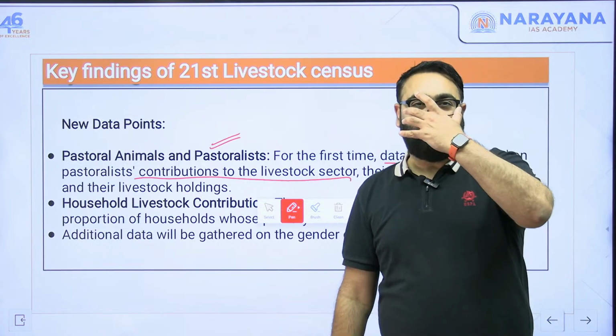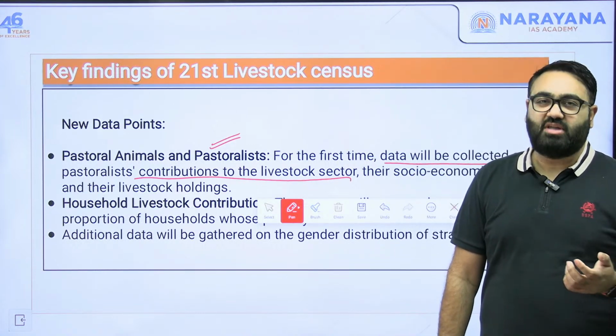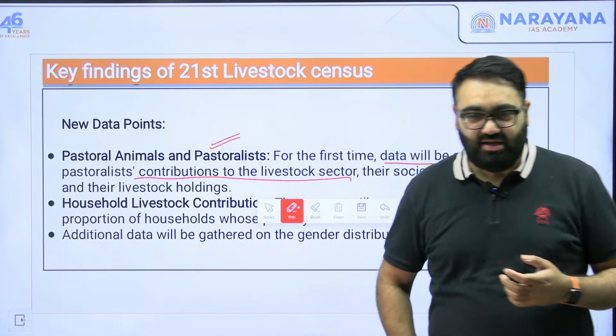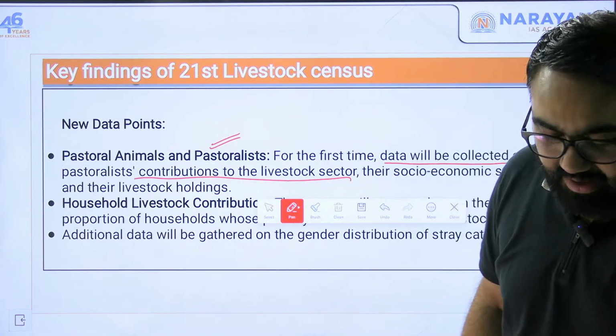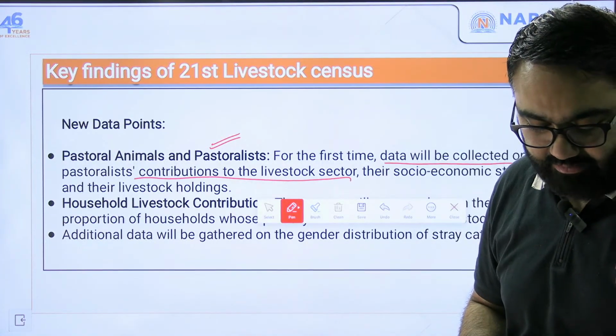When something is happening for the first time in a regular exercise, that becomes important for the exam. If this census exercise is carried out once in every 5 years, but for the first time something new is happening, that makes it more important for us from the examination point of view. So do remember that.